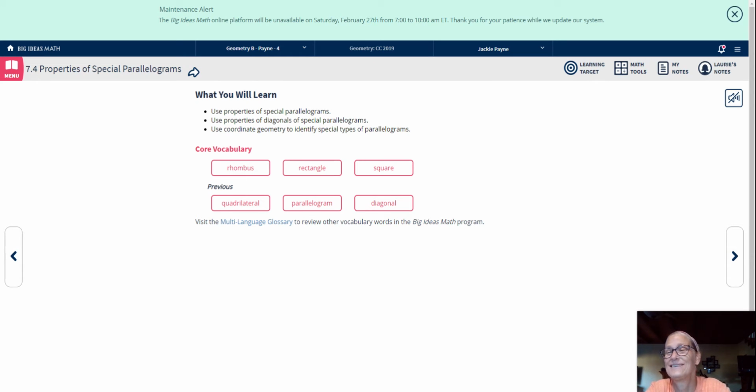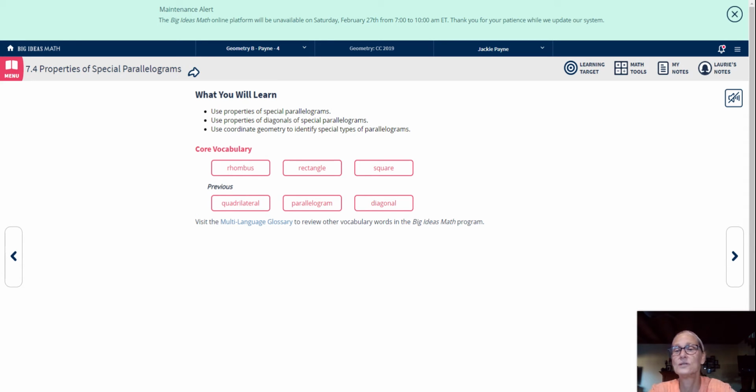We're in Chapter 7, Lesson 4, Properties of Special Parallelograms. These three in particular have some special properties. We're going to start with the definitions. Then we're going to do 3 corollaries, and we're going to do 3 theorems. So hold on to your hats.